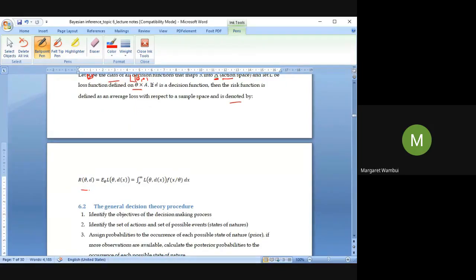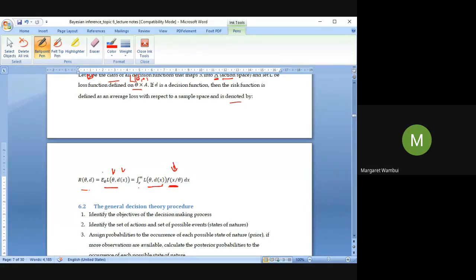So the risk function, which is a function of the theta and the decision, is given by the expected value of the loss function. The loss function is a function of the theta and the decision that you are taking. And remember now here, it means the action will also be taken care of here, which is equals to the integral from x to infinity of your loss function, which is a combination of the parameter, the state of nature, and the decision that you've taken, times the f of x given theta dx. The f of x given theta, remember, this is like the likelihood. This is like the probability function of your data.